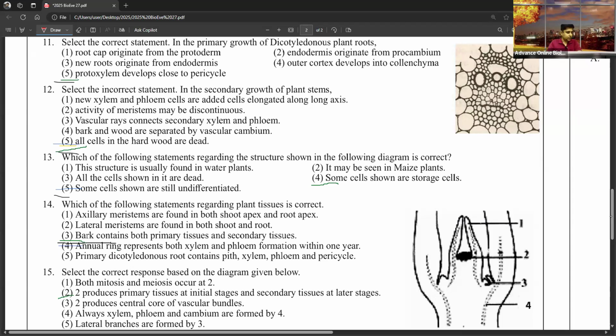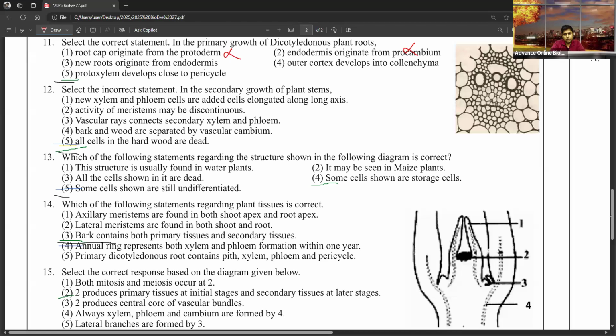Right. Question number 11. Select the correct statement. Primary growth of the dicot plant root. Root cap originates from the protoderm. Wrong, protoderm forms the epidermis. Root cap is not produced by protoderm. Endodermis originates from the procambium. Wrong, procambium forms xylem and phloem.